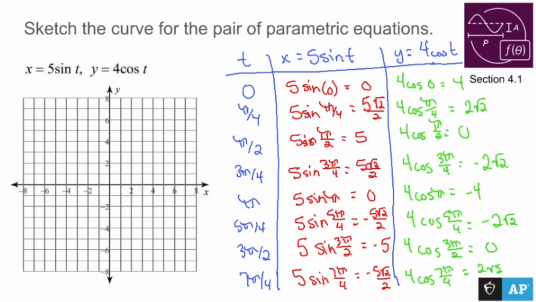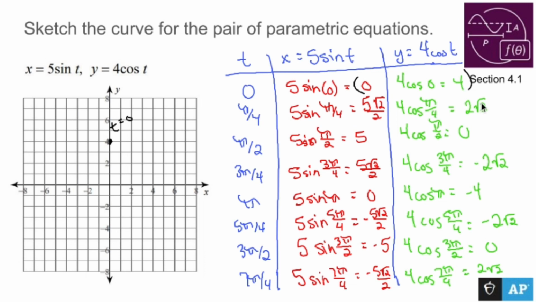All right. So I have a point of 0, 4. So when t begins, t is 0, and the point is 0, 4. This is where it gets interesting. Root 2 over 2 is like 0.7. So 5 root 2 over 2 is like 3.5, and 2 root 2 is going to be like 3.5 again-ish.